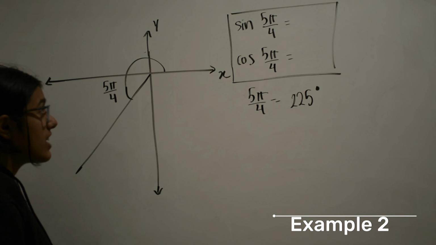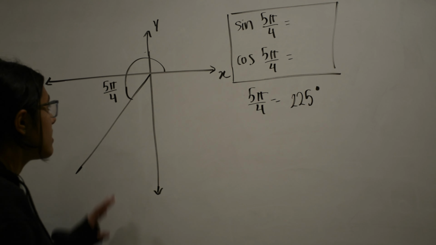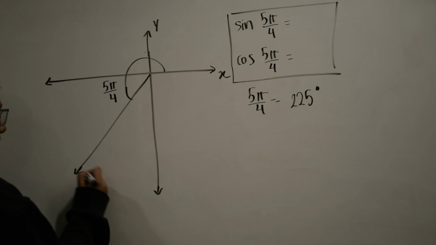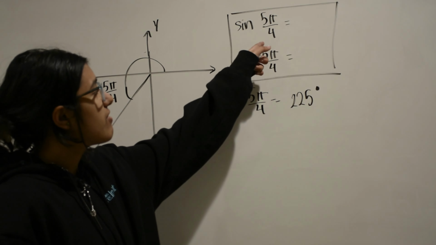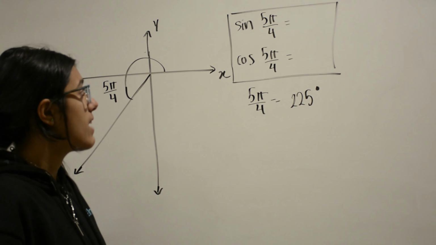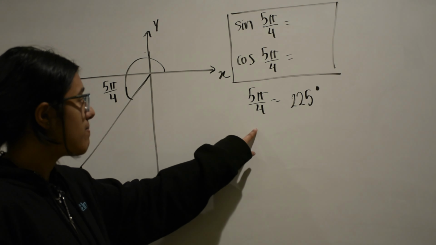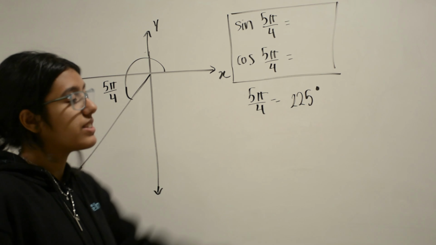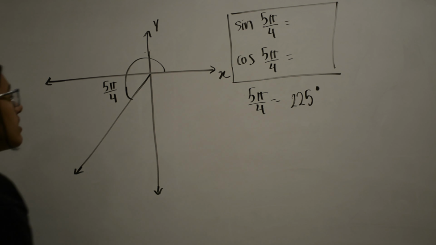Alright, so I have another example for you guys. This time the angle is in the third quadrant. And we're trying to find sine of 5 pi over 4 and cos of 5 pi over 4. And for your reference, 5 pi over 4 is equal to 225 degrees, meaning that it's in the third quadrant.